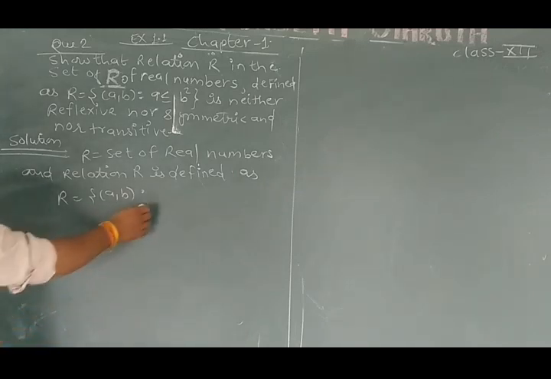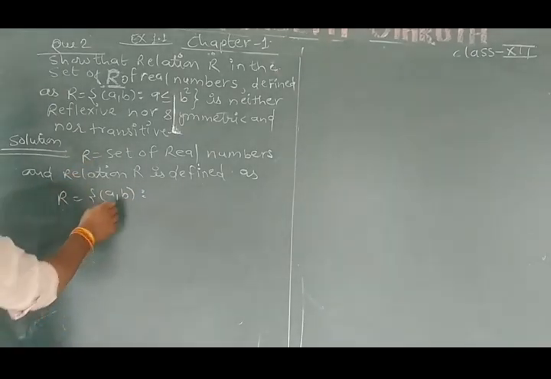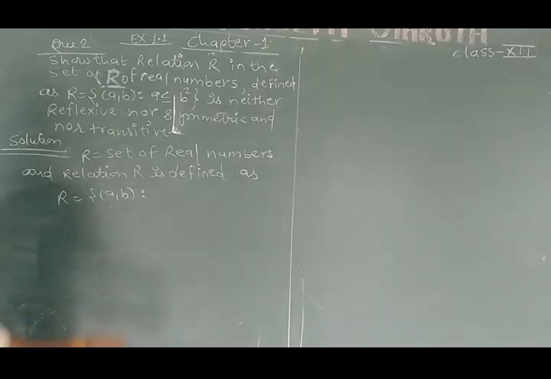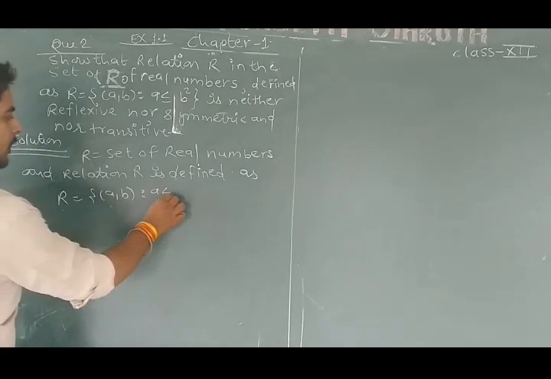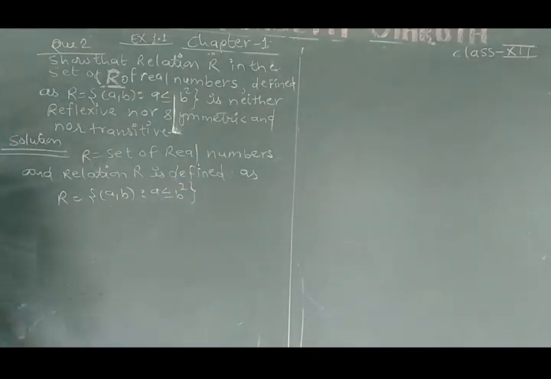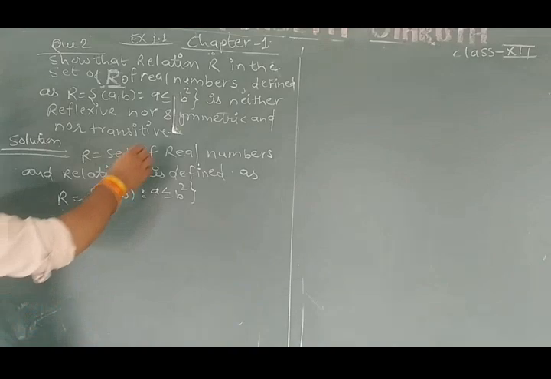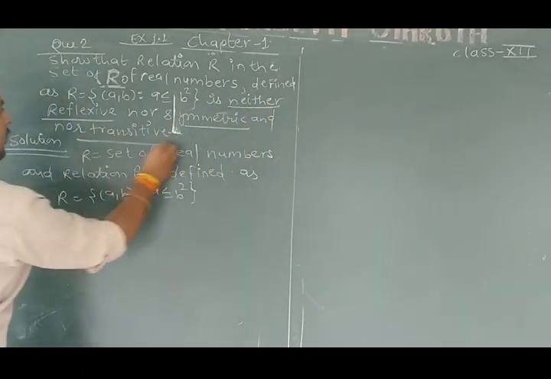Generally, R is the set of real numbers, and the relation R contains the ordered pairs (A, B) such that A is less than or equal to B square. It means the first element is less than or equal to the square of the second element. Now, we have to prove that it is neither reflexive, nor symmetric, nor transitive.